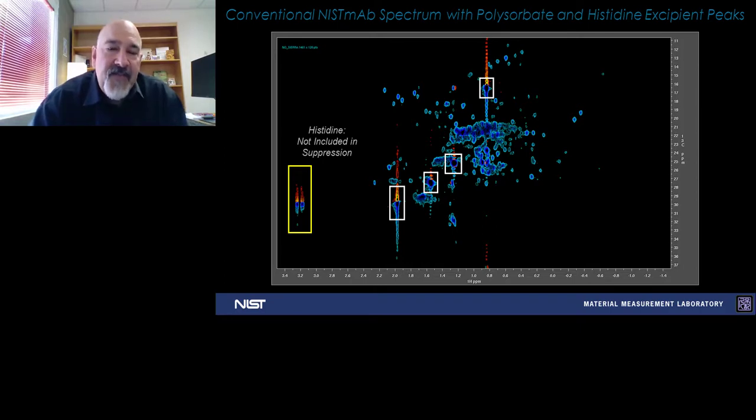and we're going to see an example. So the regions highlighted here, the 4 regions highlighted in white, are excipient signals from the excipient polysorbate. The signal at the left in yellow is the excipient histidine. So first, we're going to use the Sierra pulse sequence filter to try to suppress these 4 polysorbate signals.